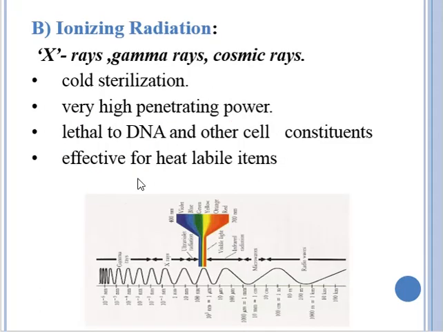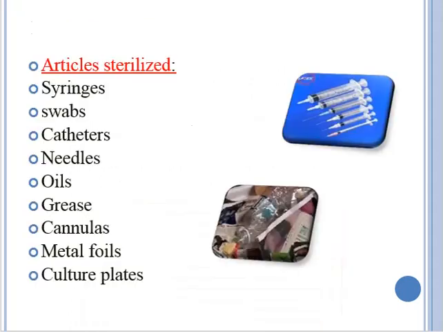And ionizing radiation like X-rays, gamma rays, and cosmic rays is known as cold sterilization, and they have very high penetration power, lethal to DNA and other cell constituents, so effective for heat labile items. The instruments sterilized are syringes, swabs, catheters, needles, oils, grease, cannulas, metal foils, and culture plates.